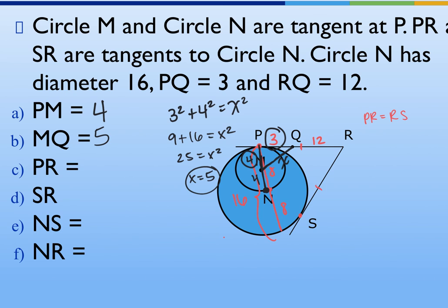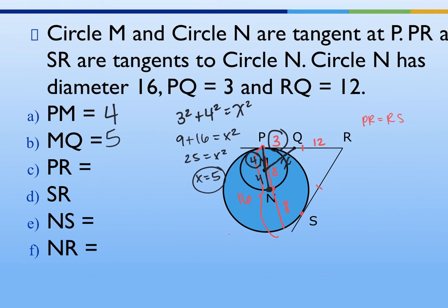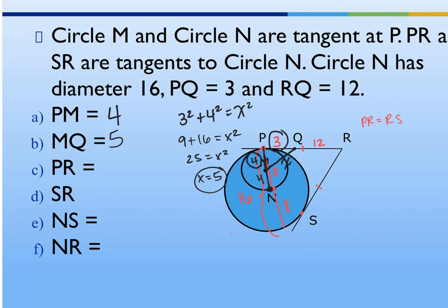Yeah, Jaden? What would PR be? 15. Why? Because you just add them. Good. Add PQ and QR. One segment's 3, one segment's 12. You add those together and you get 15. So this whole length is 15. What would SR be then? 15, because it has to be the same, right? By the ice cream cone theorem. So this one's also 15.